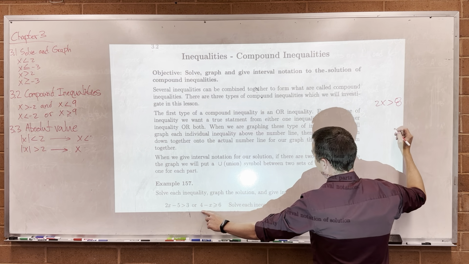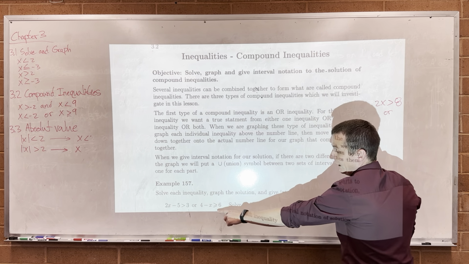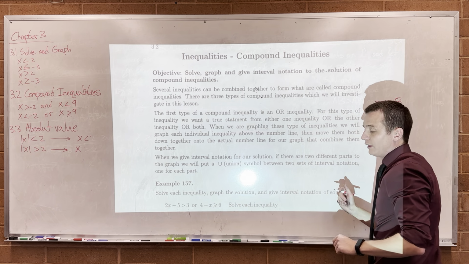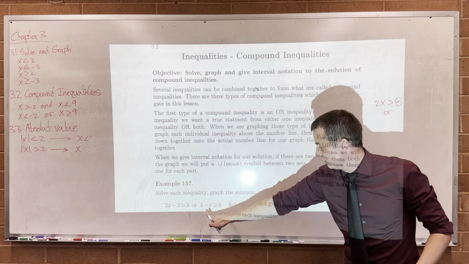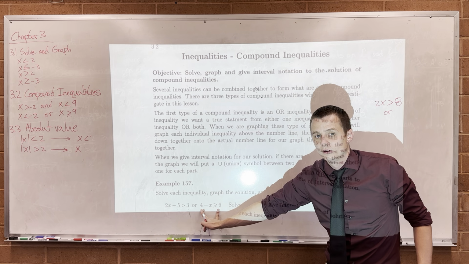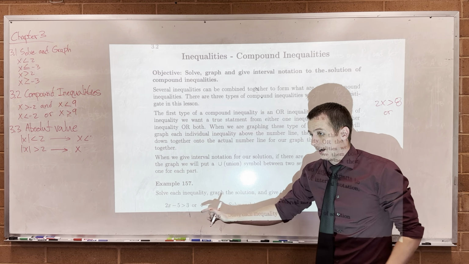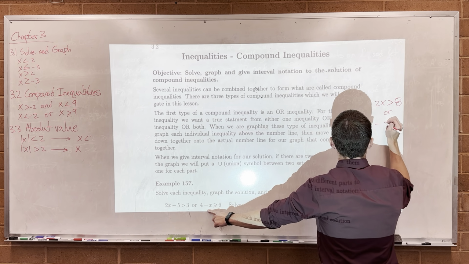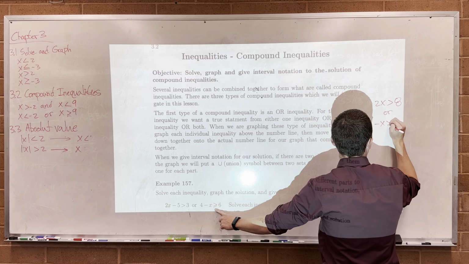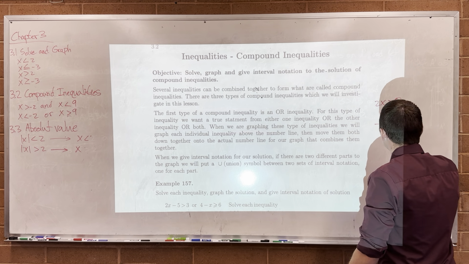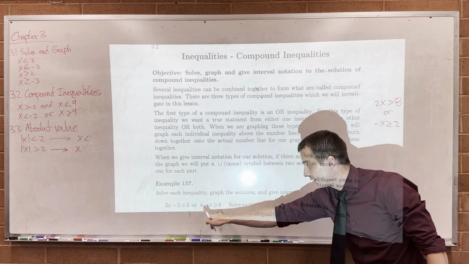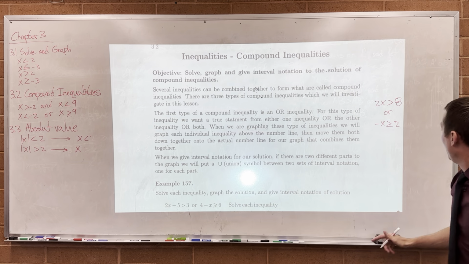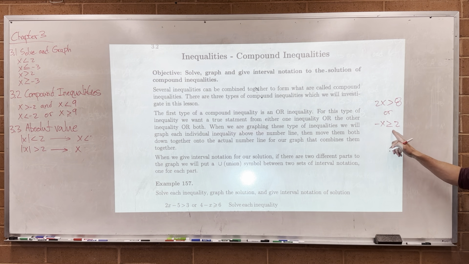And then we're ORing that with 4 minus x is greater than or equal to 6. What am I going to do with this one? You're going to subtract 4 from both sides. And so I'm left with negative x is greater than or equal to what? Negative 2, not negative 2. We just subtracted 4 from both sides, right? Okay, now I have negative x is greater than or equal to 2.